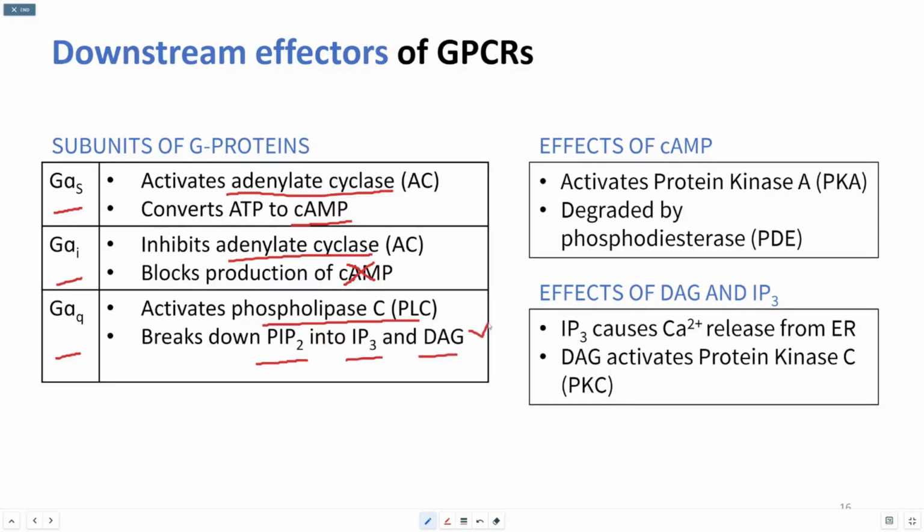What are the effects of cyclic AMP? Cyclic AMP's activity is to turn on protein kinase A, and it eventually gets degraded by phosphodiesterase after the signal begins. The effects of DAG and IP3, as mentioned, is that DAG will activate another protein kinase, protein kinase C, whilst IP3 will target the calcium storage inside the cell and cause calcium ions to increase, changing the polarity of the membrane.